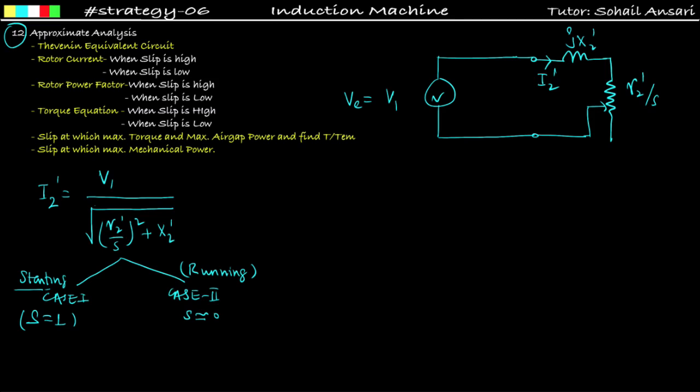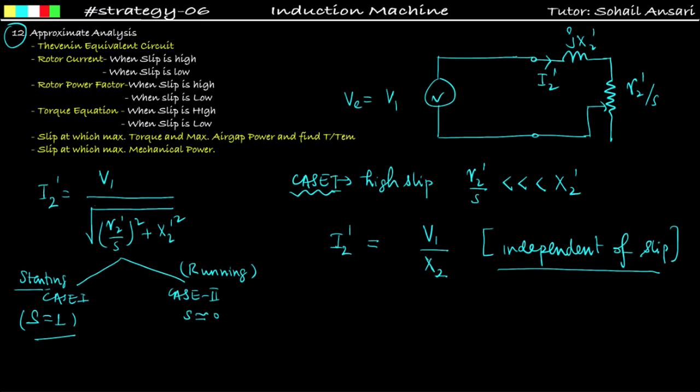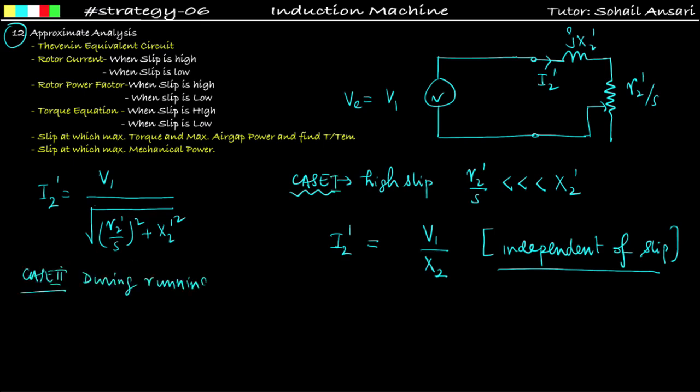See, in case 1 what is happening? In case 1, considering high slip, R2 dash upon S is very much less than X2 dash, because slip is 1 and the value of R2 dash is very much less than X2 dash, so we can neglect this R2 dash upon S. So finally at high slip I2 dash is equal to V1 upon X2 dash, so V1 upon X2 dash. This is the I2 dash, means during starting the current is independent of slip, means when you change the slip then the value of current will remain constant. That is case number 1, means during starting time. Now see, during running time, this is case 2 when slip will be low.